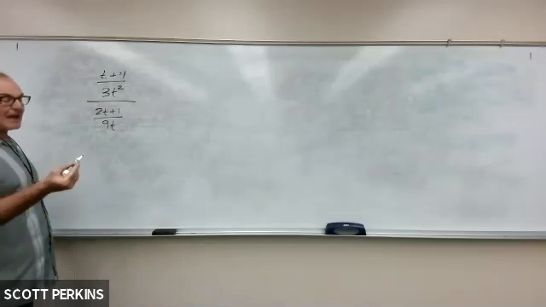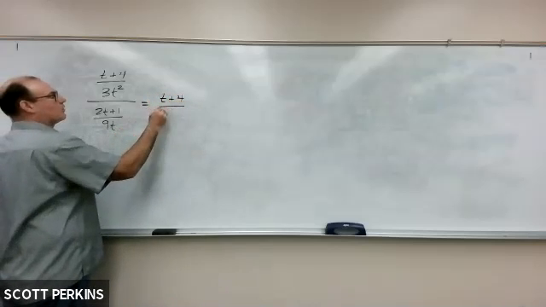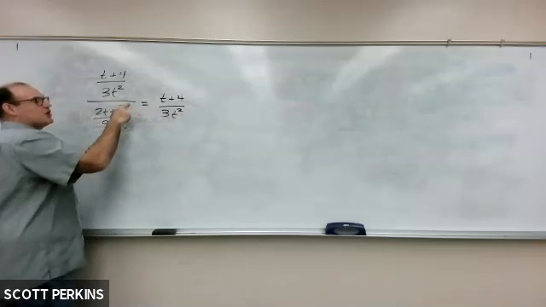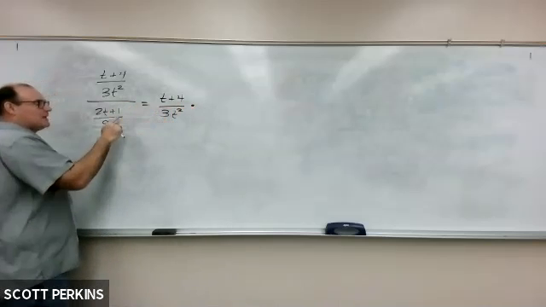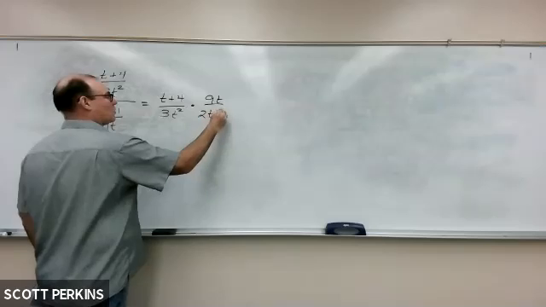All right, so one more time, I'm going to keep, change, flip. So I keep the top, the t plus 4 over 3t squared. I change my division to multiplication. I flip the second one to 9t over 2t plus 1.